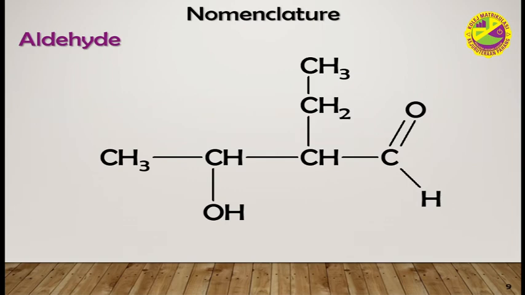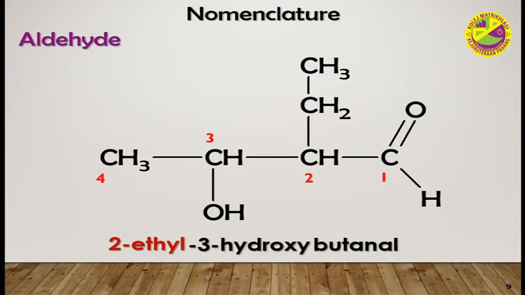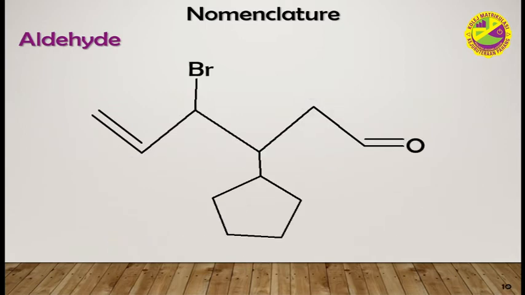Next, as usual, we number the carbon chain first and we will get 4 carbon chain, which means the parent name is butanal. If we look at the structure, we will have ethyl group at carbon 2 and hydroxy group at carbon 3. So, the substituent is written as 2-ethyl-3-hydroxybutanal.